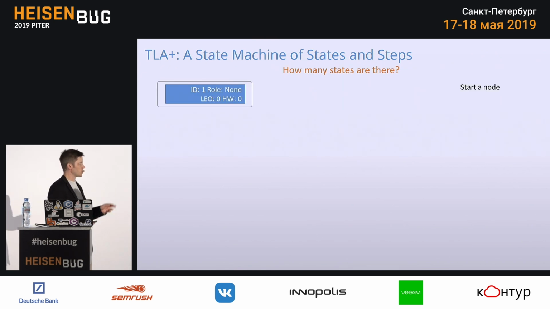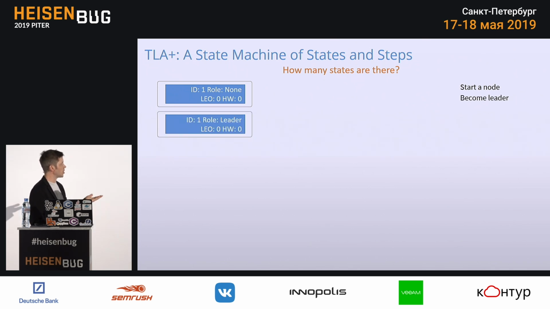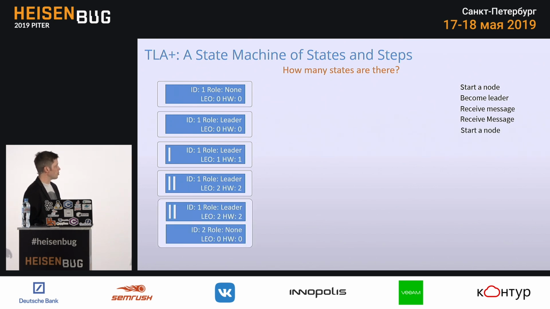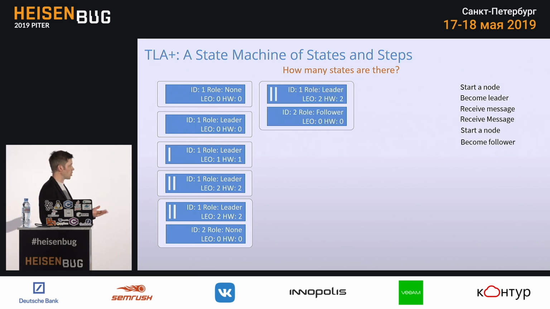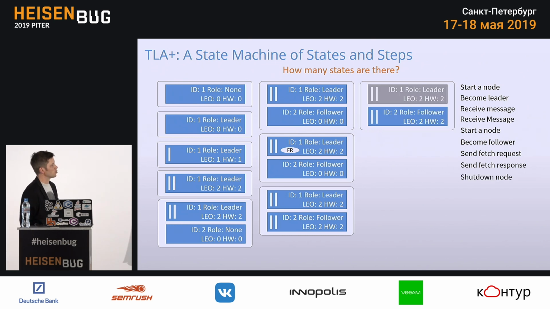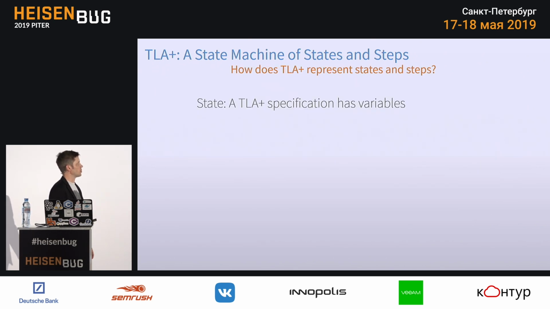So, for example, we start a node, we have one node without a role. That's the first state. And then another state after it becomes leader, and another state after it receives a message, and it receives another message. It's got a log-end offset of 2. Then we start another node, and we have a second node without any messages. It becomes a follower. That's another state. It sends a fetch request. So now we have a pending fetch request at the leader. That's another state. And so as we do more actions, we can uncover more states. So how do we represent state in TLA+? It's just through variables, just like any good pseudocode.